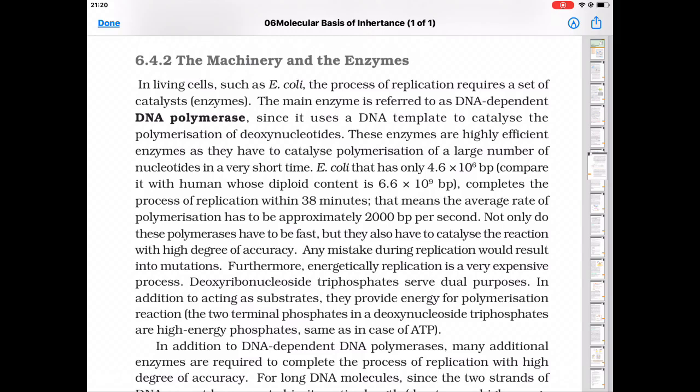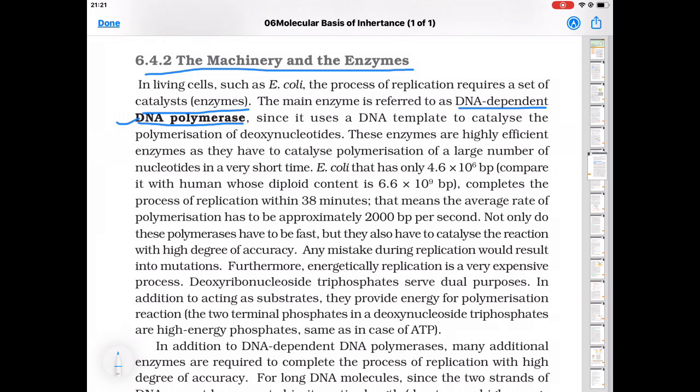Good morning, students. Our today's topic is the machinery and the enzymes. In living cells such as E. coli, the process of replication requires a set of enzymes. The main enzyme is referred to as DNA dependent DNA polymerase. Learn this name, DNA dependent DNA polymerase enzyme.